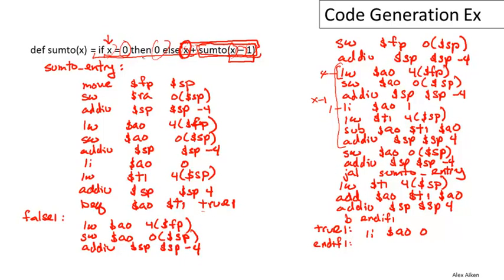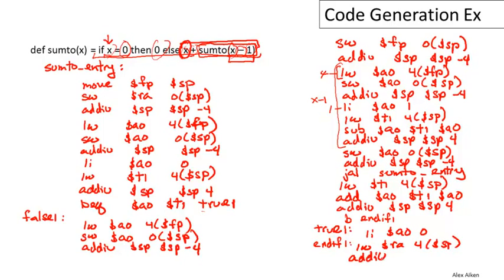So now what's left to do, we've generated code for the whole if then else, and so now what goes here is the rest of the template for the function definition. So now we just have to generate the code that returns back to the caller. And how do we do that? Well, we have to load the return address from the stack. Okay, and now we pop the stack. So we pop the entire activation record off the stack.